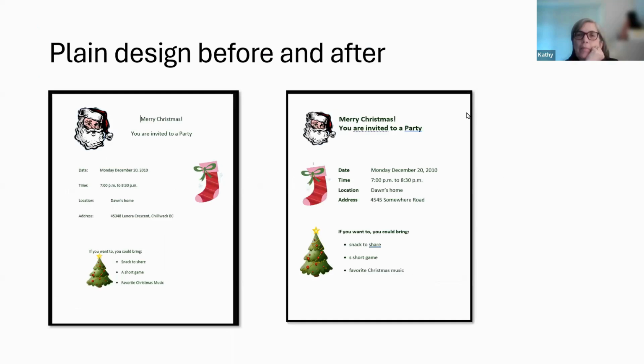Okay, we'll move on. All right. So this is a very simple before and after. I pulled this from my files from a long time ago when I was working with the English as a Second Language Settlement Assistance Program. One of the volunteers had this lovely idea that she would host a Christmas party. So we made up this little flyer.